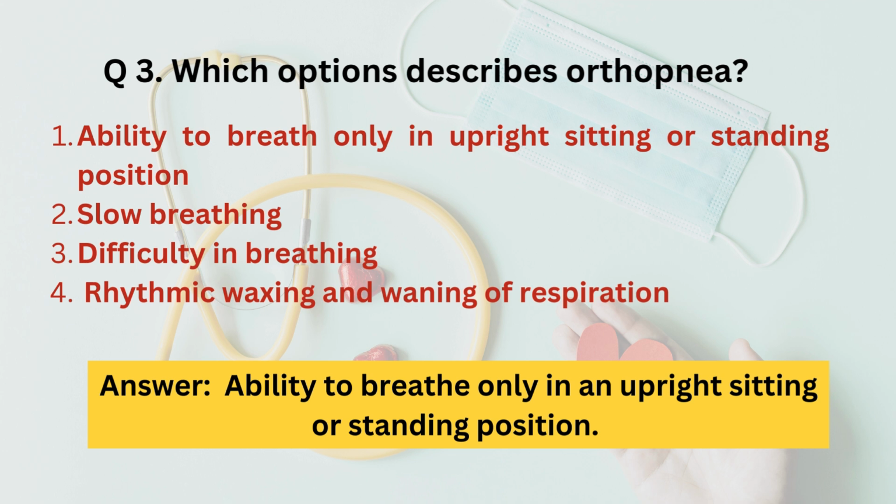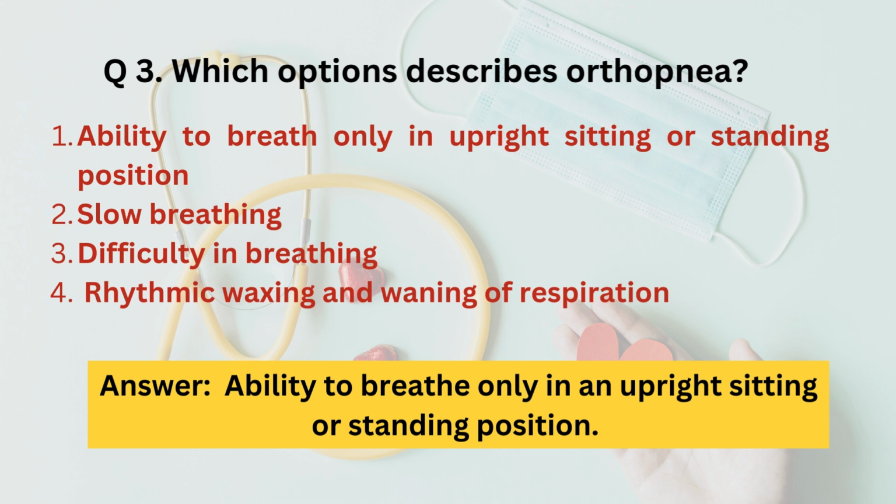Ability to breathe only in an upright sitting or standing position is the characteristic of orthopnea. This is usually associated with heart failure or lung conditions. Then slow breathing is known as bradypnea. It is often due to neurological issues, some medications, or some metabolic disorders. Then difficulty in breathing is called dyspnea. It is commonly used for uncomfortable breathing.